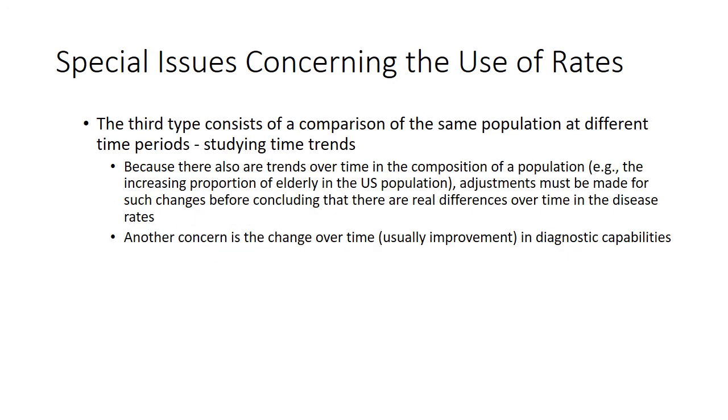A third type would be comparing the same population but a different time period. So this is kind of good for studying different time trends. So if you're to look at, say, things like the increasing proportion of the elderly in the U.S., or things such as infant mortality rates between, say, the 50s to now. Obviously, the concern over here is your definitions and how you diagnose things. With better diagnostic capabilities, you tend to find increased incidence of certain conditions because we're catching it better, right?